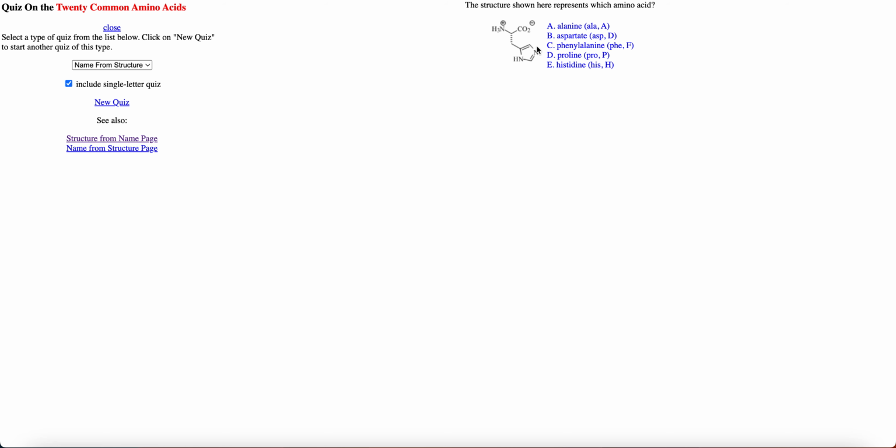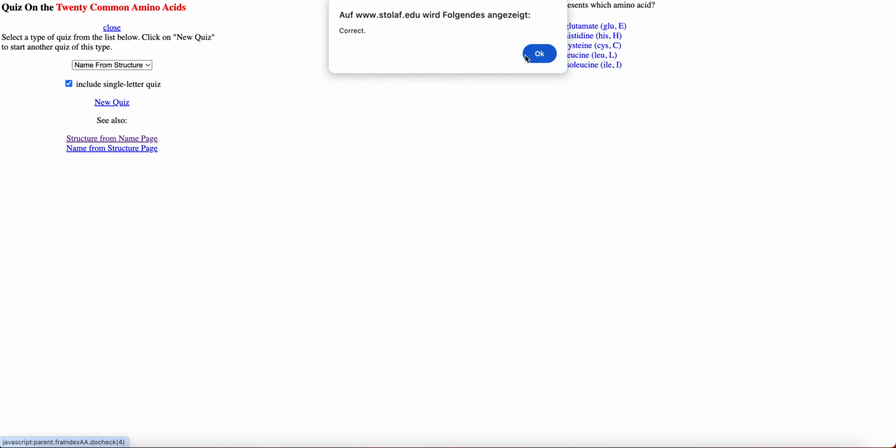Now this is a structure that contains a ring like phenylalanine, but there is an N group. So what do you think? Histidine? Yeah, correct. And we have a carbon and one carbon that contains CH3, but it's on the other side. So what do you think? Leucine or isoleucine? No, it's leucine. Correct.